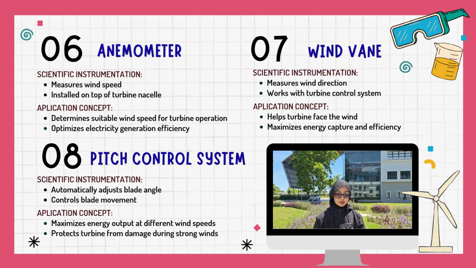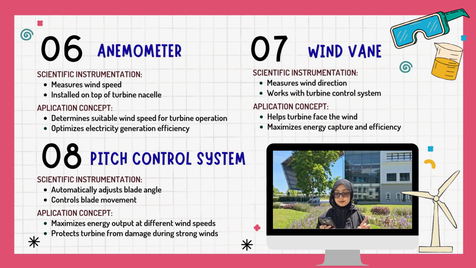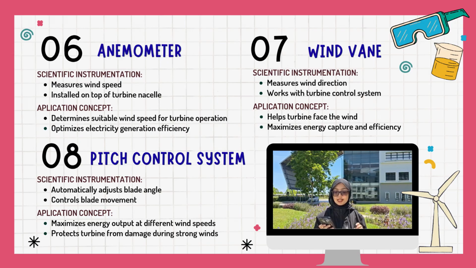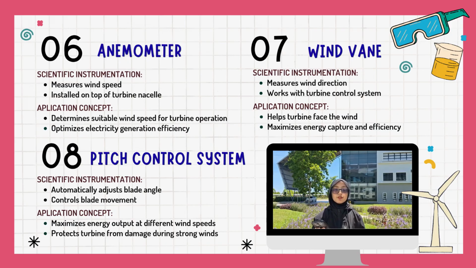A wind vane measures wind direction and helps the turbine face the wind correctly. This is important because the turbine can produce more electricity when the blades are directly facing the wind, and it can improve the efficiency. Other than that is the pitch control system. The pitch control system adjusts the angle of the turbine blades automatically based on the wind speed. This helps maximize energy production and protects the turbine from damage during storms.